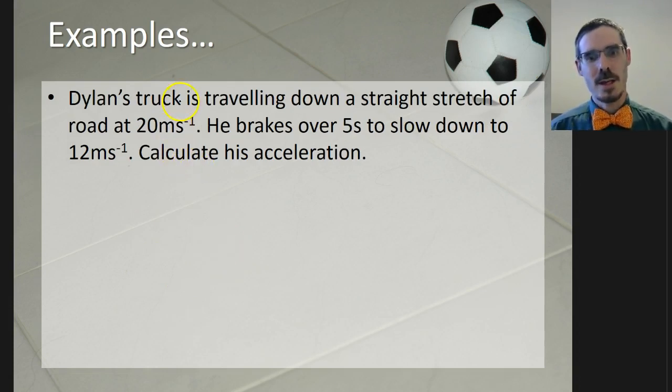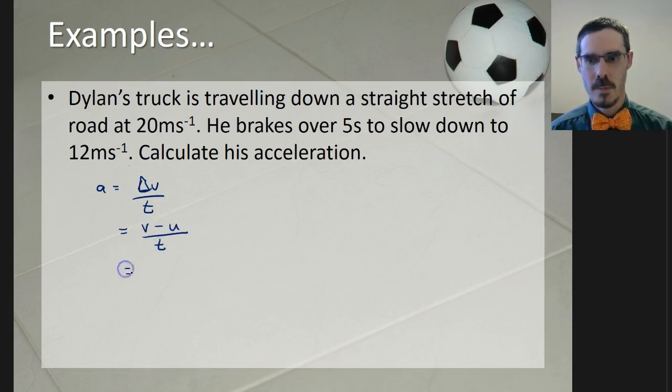Dylan's truck is travelling down a straight stretch of road at 20 metres per second. He brakes over 5 seconds to slow down to 12 metres per second. Calculate his acceleration. So again, acceleration is the change in velocity over time. That's final velocity minus initial velocity over time.